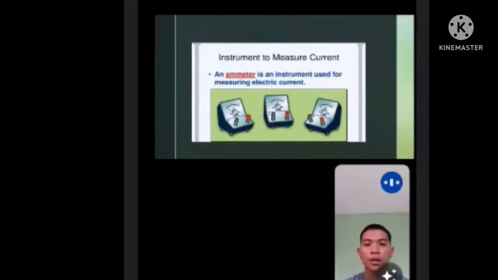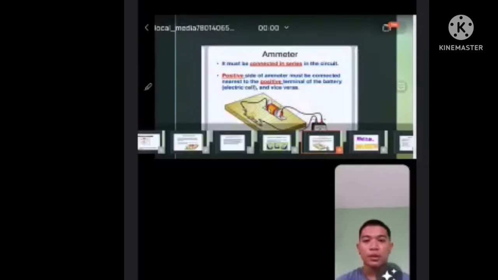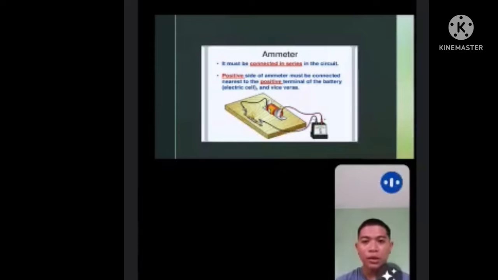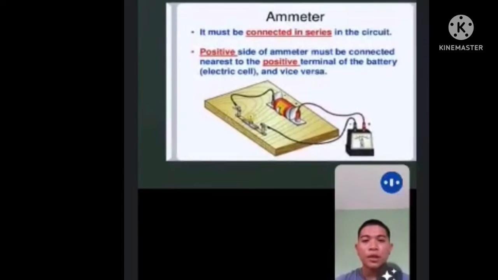Instrument to measure current. An ammeter is an instrument used in measuring electric current. The ammeter must be connected in series in the circuit. The positive side of the ammeter must be connected nearest to the positive terminal of the battery and vice versa.